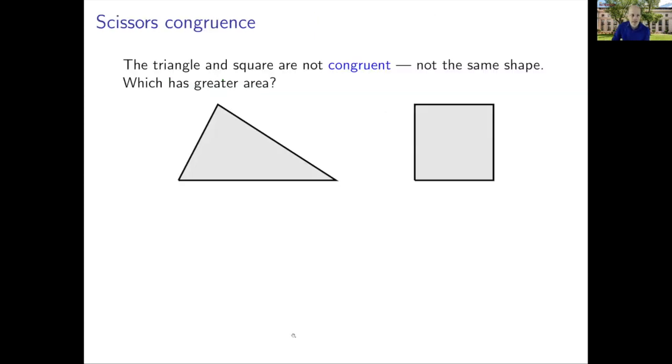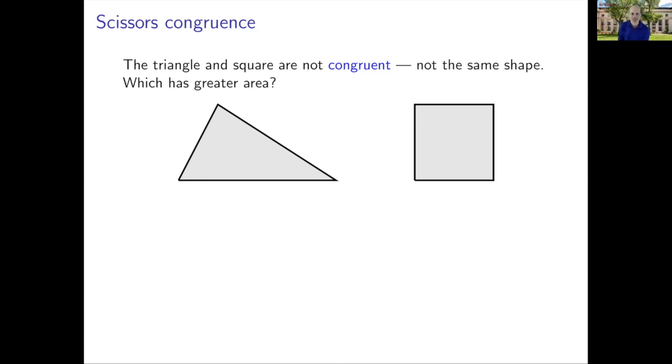Here, if you look at this triangle and the square, they're definitely not congruent, because congruent means they have the same shape and size. So I want to ask you, which one has greater area? Anybody want to guess? I'll guess the left one, since I'm the only one that can speak. Okay, well, that's what I would have guessed too by looking at it.